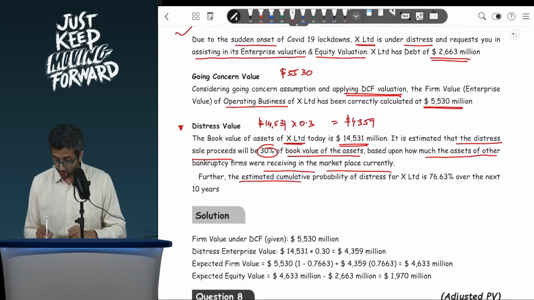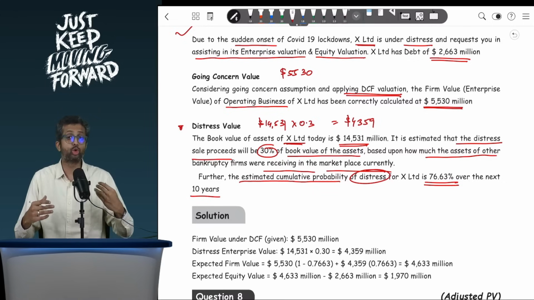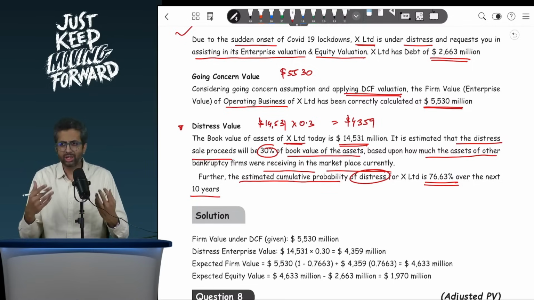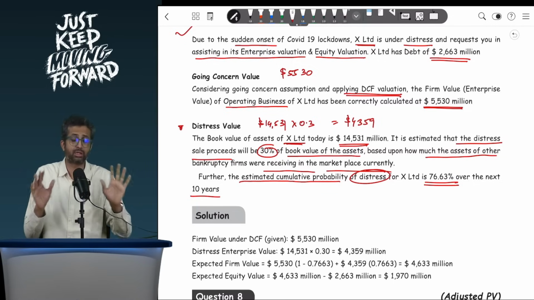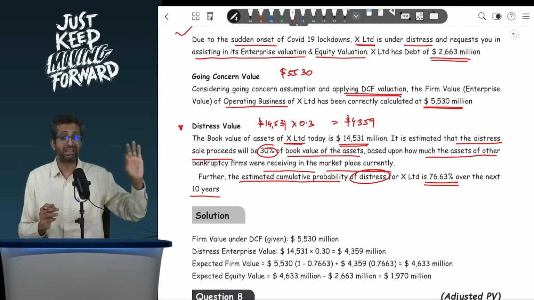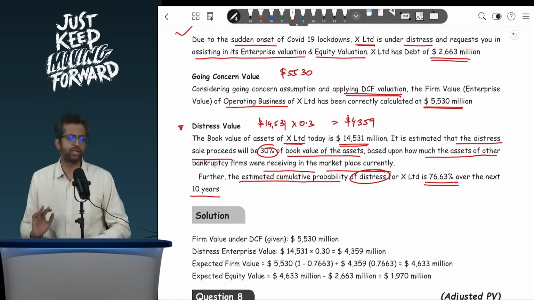Further, the estimated cumulative probability of distress for X Limited is 76.63% over the next 10 years. How is this calculated? There are various ways. Rating agencies usually give a probability of distress, or you can use bond values or various other ways. Usually one of the most popular ways is to look at rating agencies, see what probability of distress they are assigning, and accordingly do the valuation.